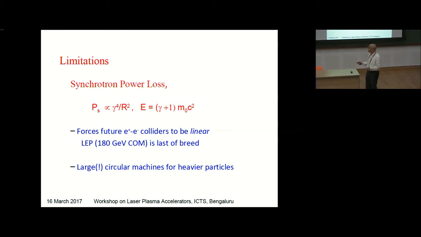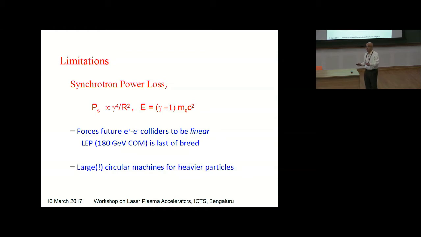The large electron-positron collider, which was there in the LHC tunnel. Right now, what is called the LHC was earlier, before 2000, the Large Electron-Positron collider in the same tunnel. It was 180 GeV center of mass. 90 GeV electrons and 90 GeV positrons were going around and colliding. And the last of this breed.